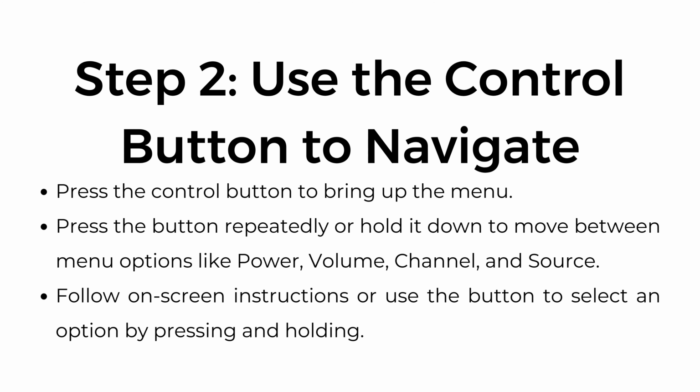Step number 2, use the control button to navigate. Press the control button to bring up the menu. Press the button repeatedly or hold it down to move between menu options like power, volume, channel, and source. Follow on-screen instructions or use the button to select an option by pressing and holding.